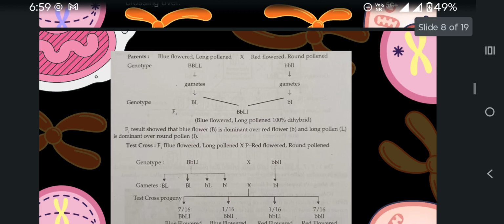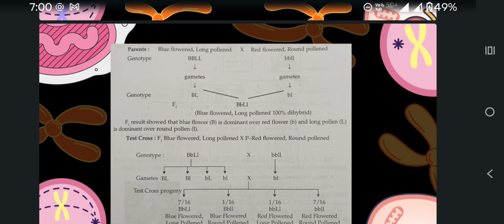You can see in this diagram that blue flowered and long pollen, designated by capital B and capital L, is crossed with red flowered and round pollen, designated as small b and small l. So gametes of blue flower and long pollen will be capital B and capital L, and gametes of red flowered and round pollen will be small b and small l. Capital B, capital L is dominant, and small b and small l is recessive.